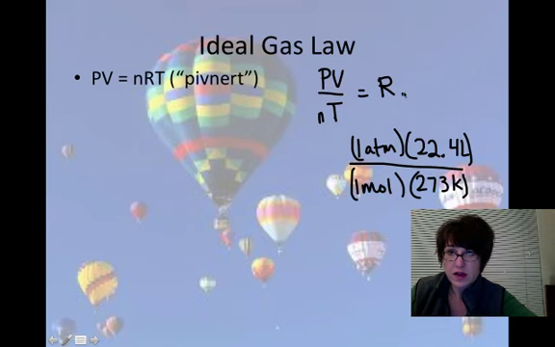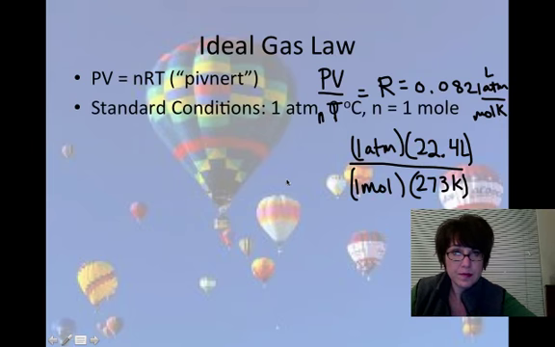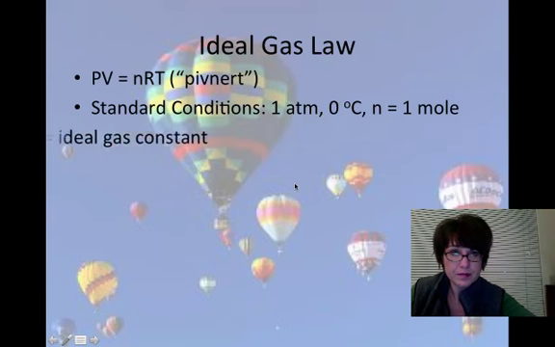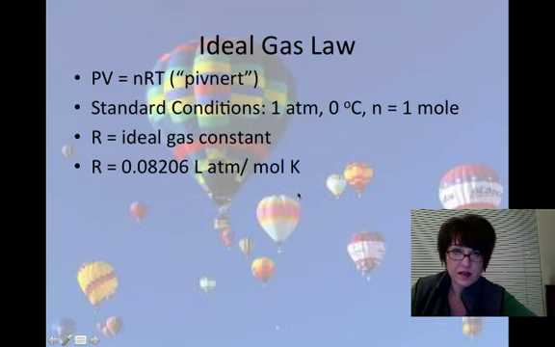So now get your calculator out and tell me what number you get when you do 1 times 22.4 divided by 1 times 273 kelvins, or 273.15 to be precise. Remember this number? 0.082 when you have atmospheres and liters on top and moles and kelvins on the bottom. There's PIVNERT. So there's our standard conditions.